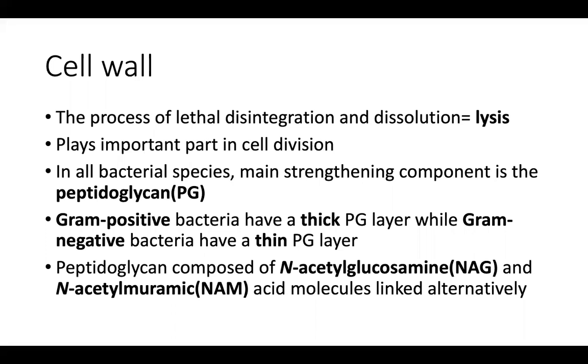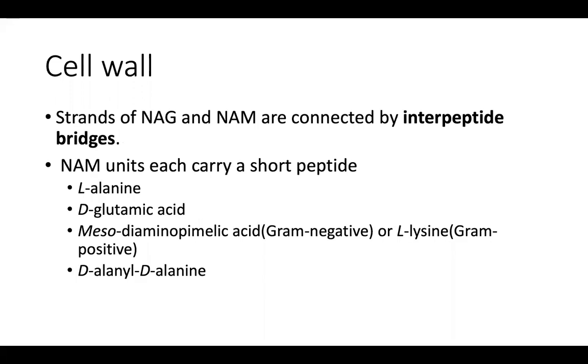Now, the peptidoglycan of both gram-positive and gram-negative bacteria is composed of two important sugar molecules, NAG and NAM, which are linked alternatively. NAG stands for N-acetylglucosamine, while NAM stands for N-acetylmuramic acid. So these are linked alternatively. And the strands of NAG and NAM are then connected by interpeptide bridges. And these bridges are what make the peptidoglycan layer so strong.